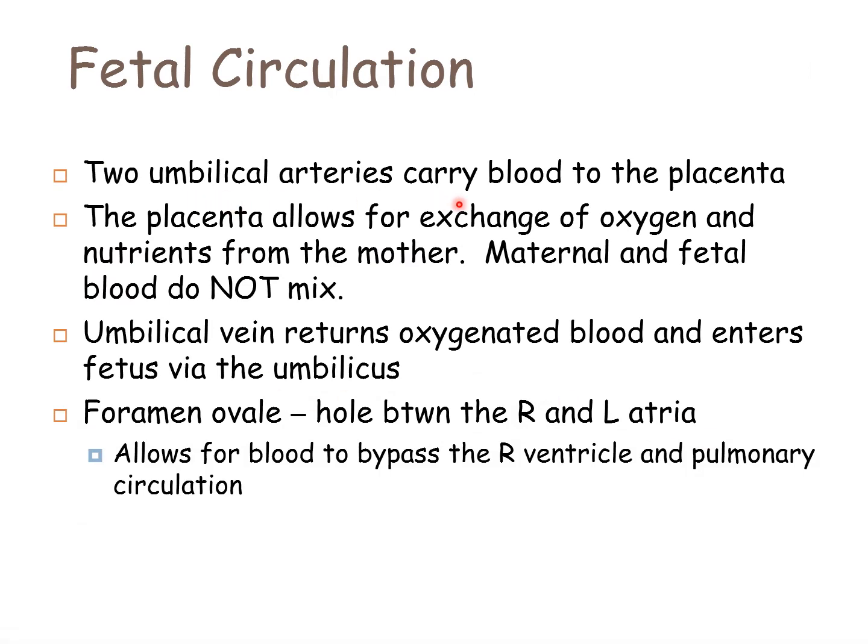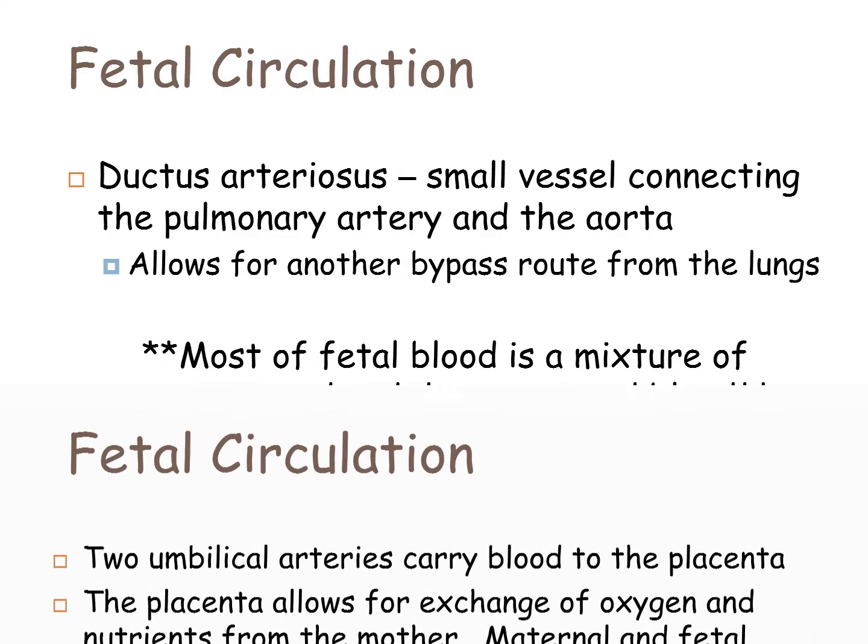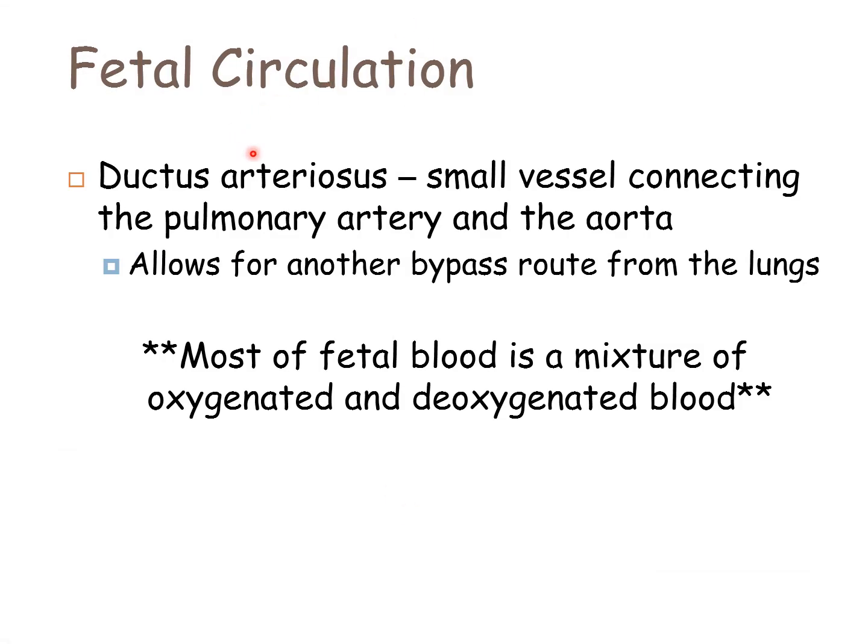Two umbilical arteries carry blood to the placenta. The placenta allows for the exchange of oxygen and nutrients from the mother. Maternal and fetal blood do not mix. The umbilical vein returns the oxygenated blood and enters the fetus via the umbilicus. The foramen ovale, a hole between the right and left atrium, allows blood to bypass the right ventricle and pulmonary circulation. In fetal circulation, the ductus arteriosus, a small vessel connecting the pulmonary artery and aorta, allows another bypass route from the lungs.